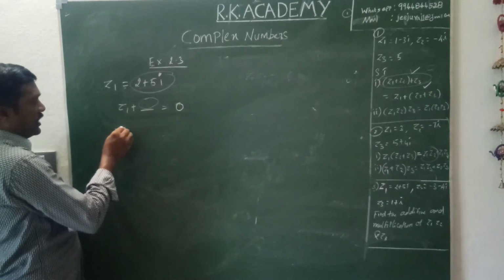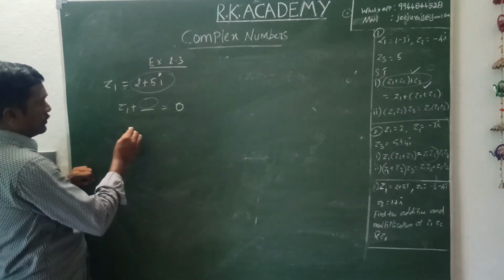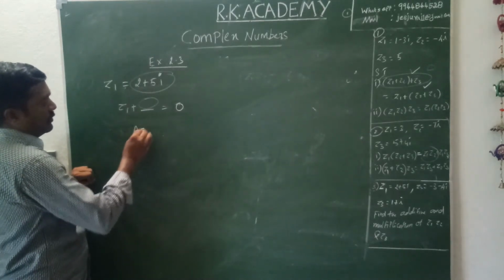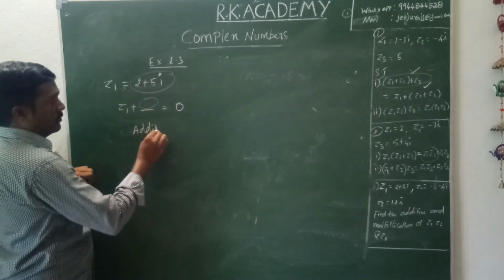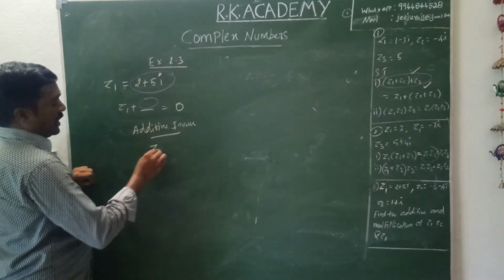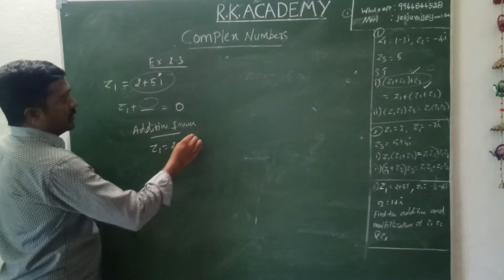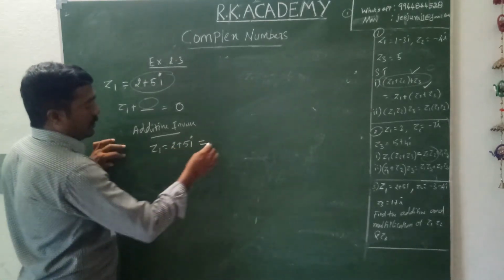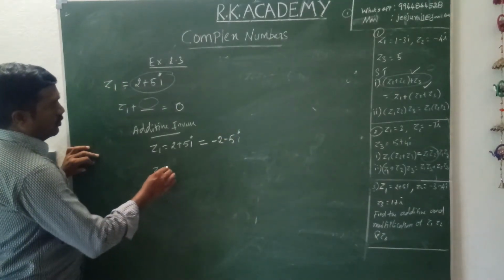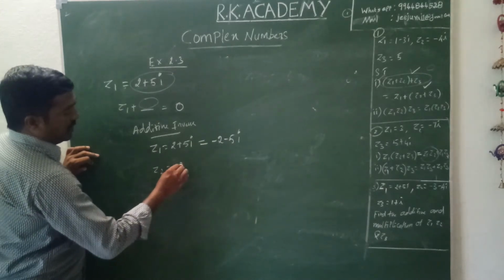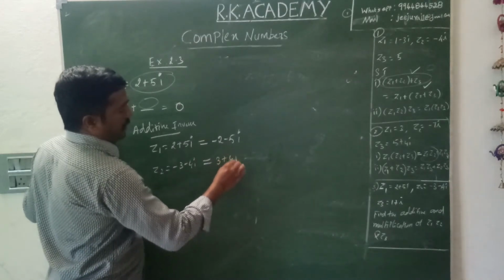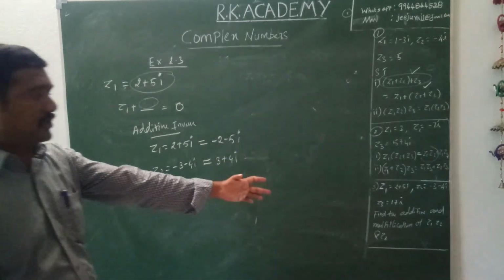Now what we are going to put here? Additive inverse of Z1. Z1 is equal to 2 plus 5i. The additive inverse of Z1 is equal to minus 2 minus 5i. Okay. Z2. What is Z2? It's given minus 3 minus 4i. The additive inverse is 3 plus 4i. In the same manner we are writing this one. Okay.